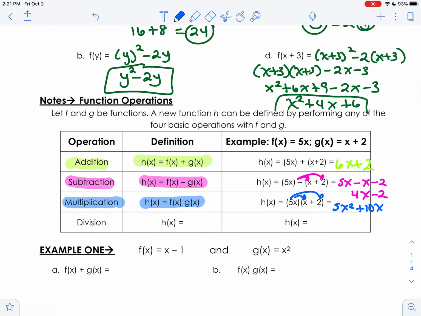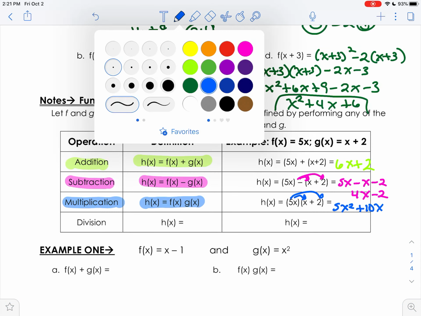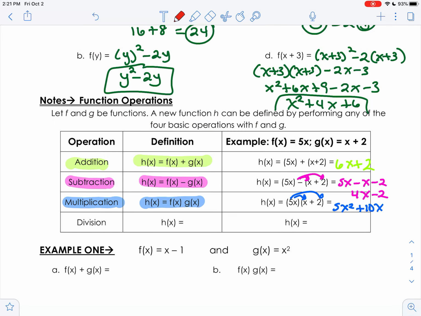For division, let's say we wanted to divide f of x by g of x. We're probably not going to be able to do much with that problem, and the reason is we don't really know polynomial division yet. So if I was going to do f of x divided by g of x, then I would just simply write 5x over x plus 2.